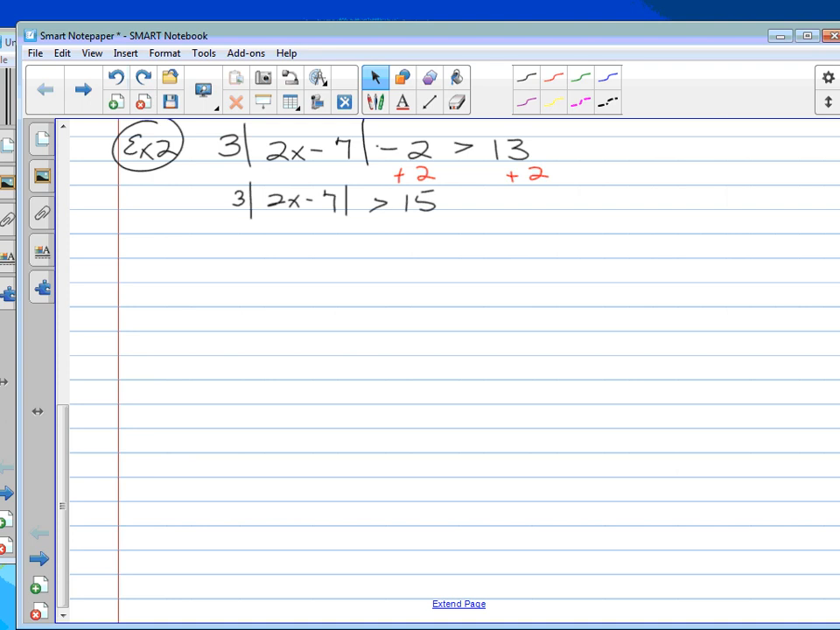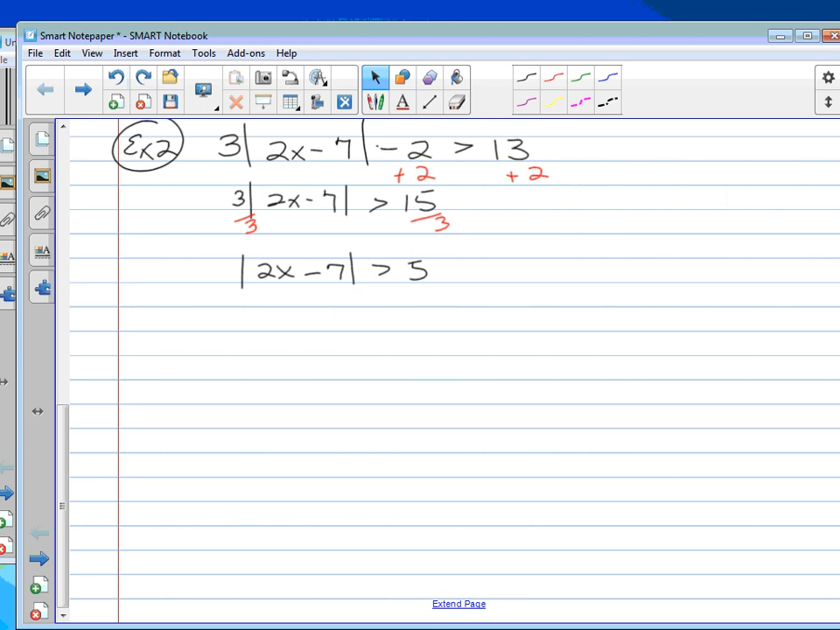Now what? 9 divided by 3. Notice we're not going to distribute. This time it wouldn't make a difference, but sometimes it does, so be careful. It's better off just isolating before you do anything else. So here we have 2x minus 7. Isn't it the same thing? Yeah. Well, except it's greater than, not equal to.